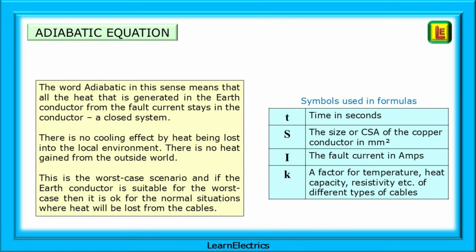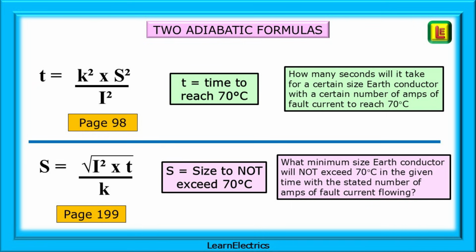On the right, in the blue table, is a brief description of what the symbols mean for these formulas. The adiabatic equation can be transposed or manipulated to give two different formulas. One for the time: how many seconds will it take for a certain size earth conductor with a certain number of amps of fault current to reach 70 degrees Celsius, for example. And the other formula for size: what minimum size earth conductor will not exceed 70 degrees Celsius in the given time with the stated number of amps of fault current flowing through it.